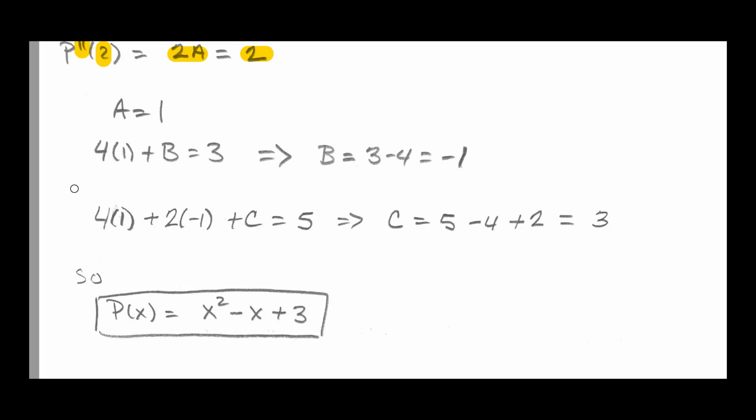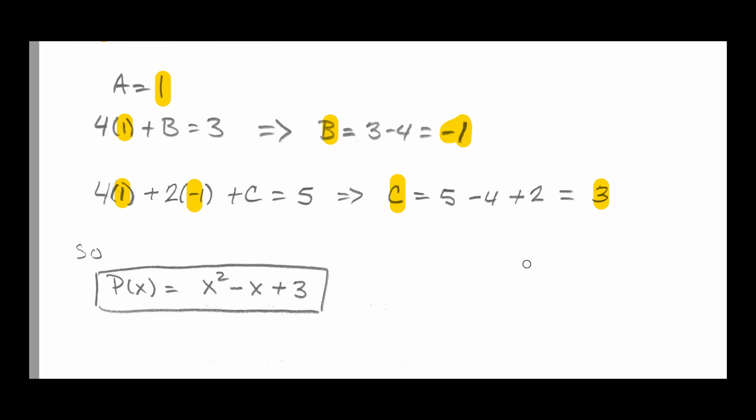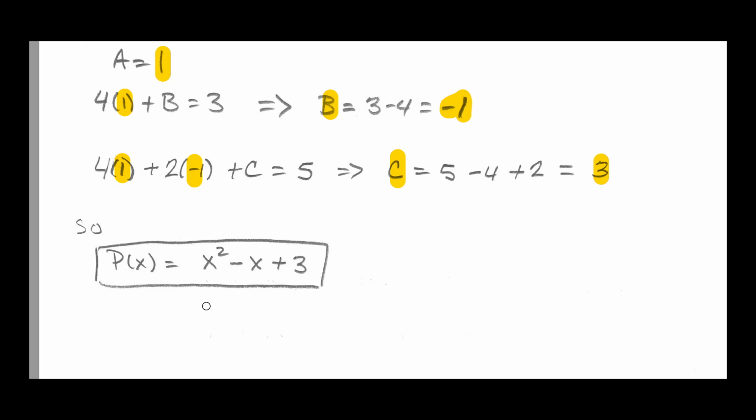Then, with a equaling 1, I plug a equals 1 into my equation 4 times a plus b equals 3. 4 times 1 plus b equals 3, and I find that b is equal to minus 1. And then finally, from 4 times a plus 2 times b plus c equals 5, I plug in a equals 1 and b equals minus 1, and I solve for c and find that c is equal to 3. Now I have the values of a, b, and c.